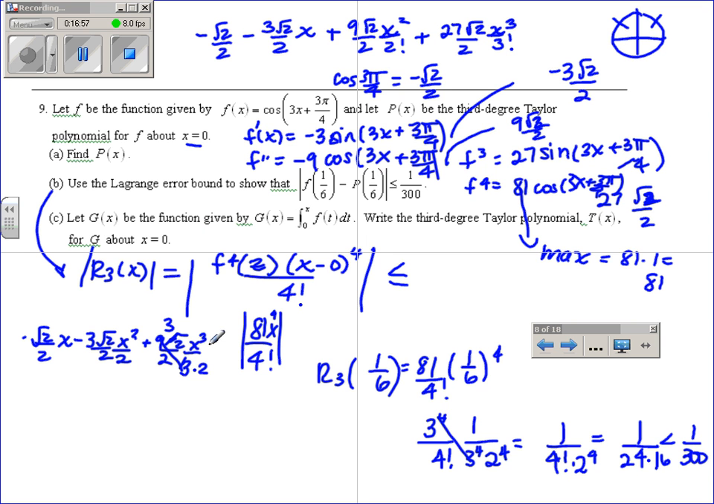And it says to go from 0 to x, so I should have used t's. Should have really written this out and said the integral of negative square root of 2 over 2 minus 3 square root of 2 over 2 t plus 9 square root of 2 over 2 factorial t squared dt from 0 to x. And so then you get this, you plug in x, and so that's how you get this. Plug in x and plug in 0.